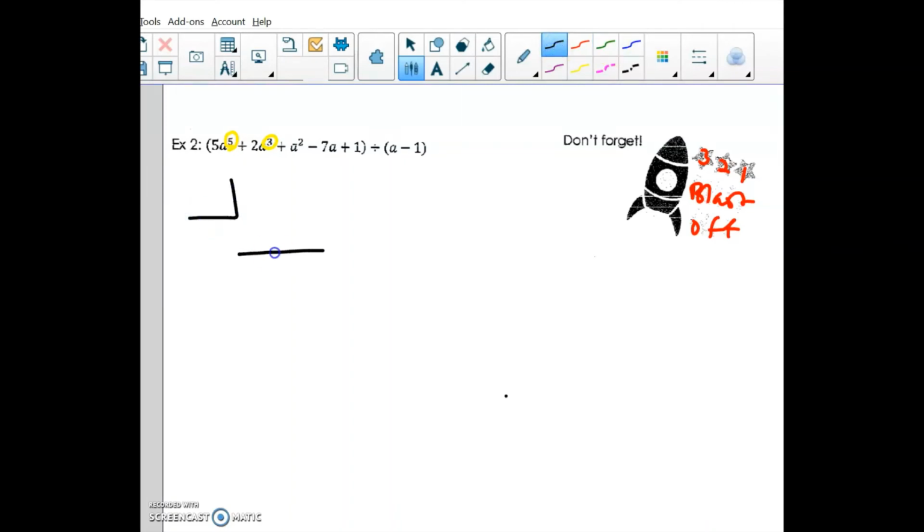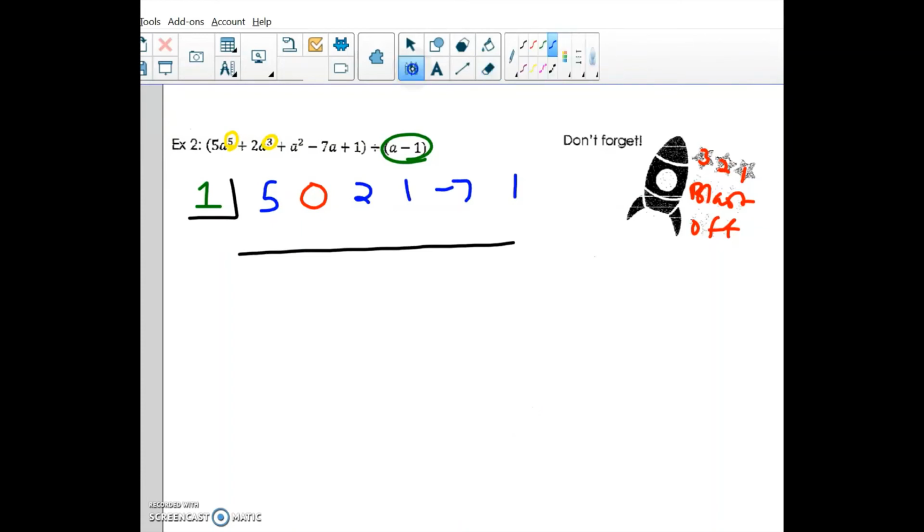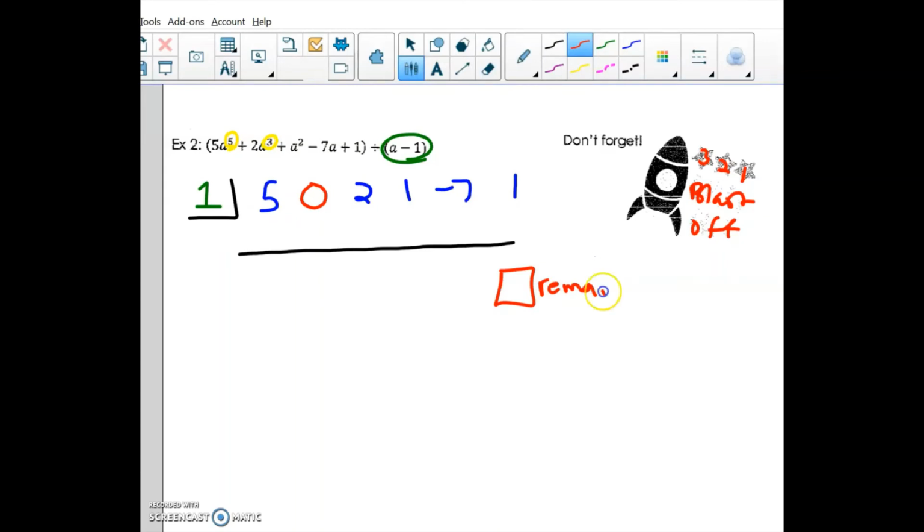So we'll set up our synthetic division. Our 0 comes from here. That's a 1, positive 1. The coefficients will be 5, 0 for the placeholder of a to the 4th, 2, 1, negative 7, and 1. Remember that the last number right here will be the remainder. Okay, and even if it's a 0, it's still the remainder, okay?